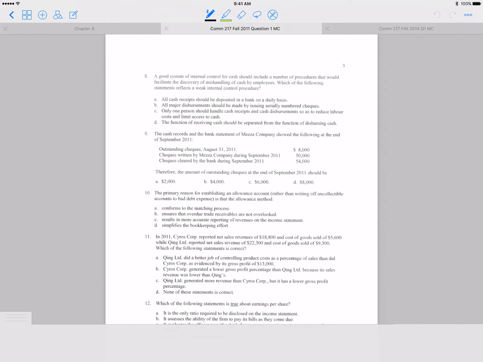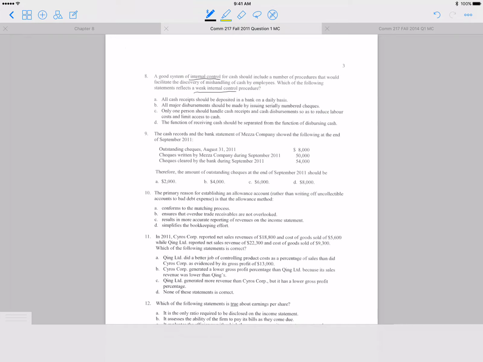So let's slide over to question 8. A good system of internal control for cash should include a number of procedures that would facilitate the discovery of mishandling of cash by employees. Which of the following statements reflects a weak internal control procedure?